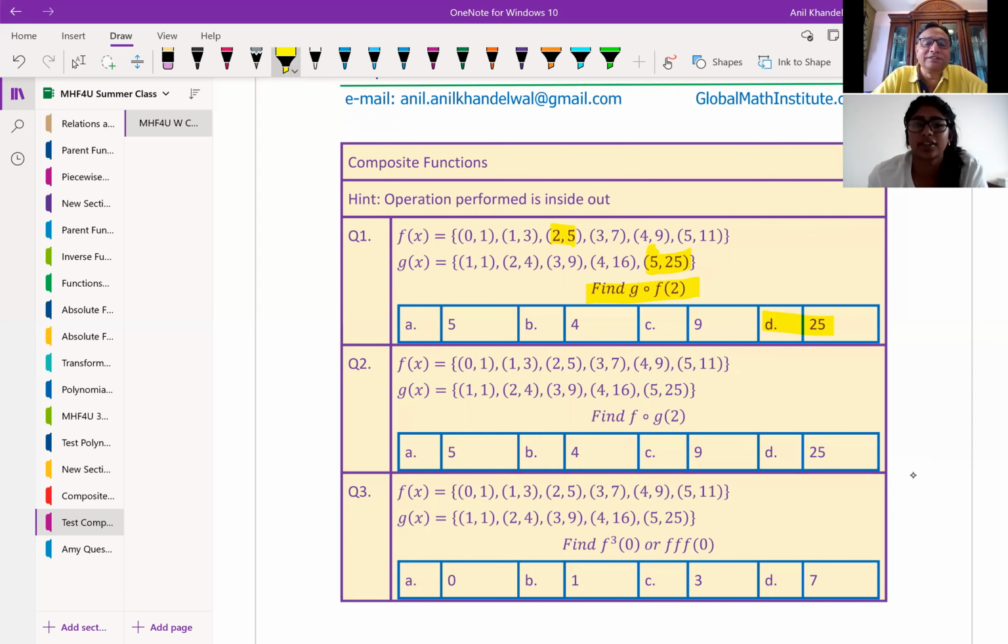Perfect. Very good, very systematic. Second question, find f of g of 2. So g of 2 is 4, the output. f of 4 is 9, so C. Perfect. And the last one, question number 3.